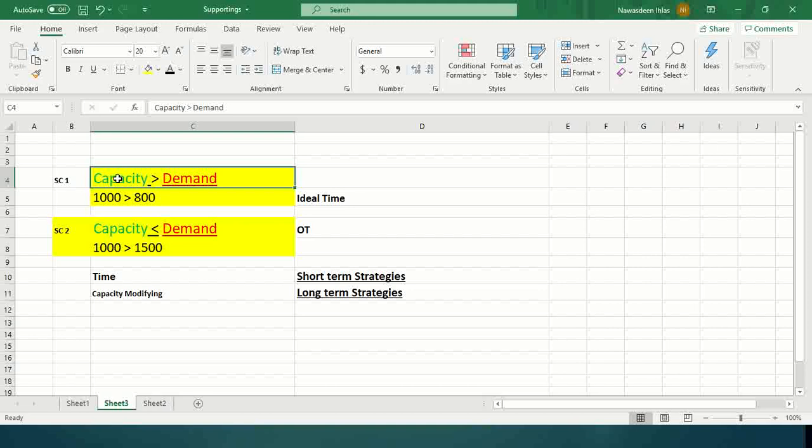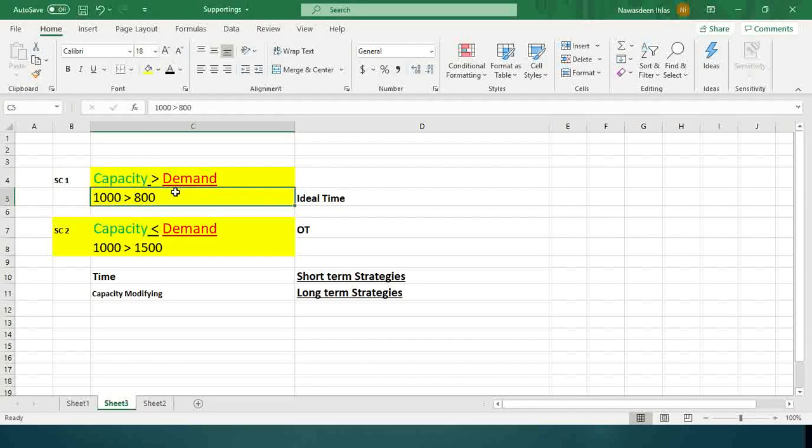Now what is the scenario? Our capacity is higher, demand is less. So demand is less now, which means there can be some problems with our product, or there can be some issues with some of our product. As a result, demand is less in the market.